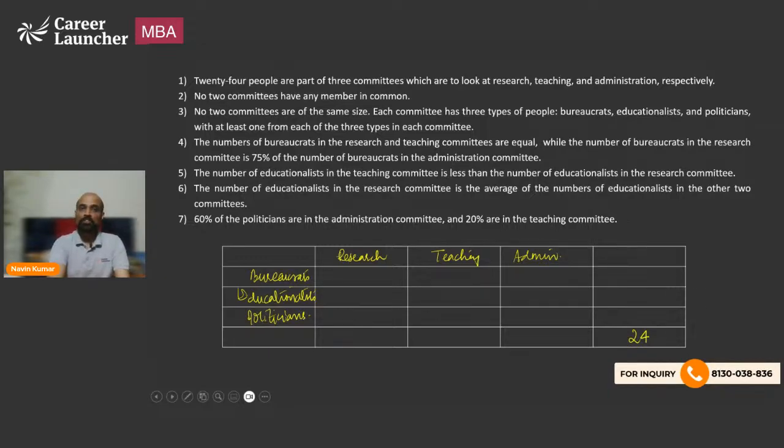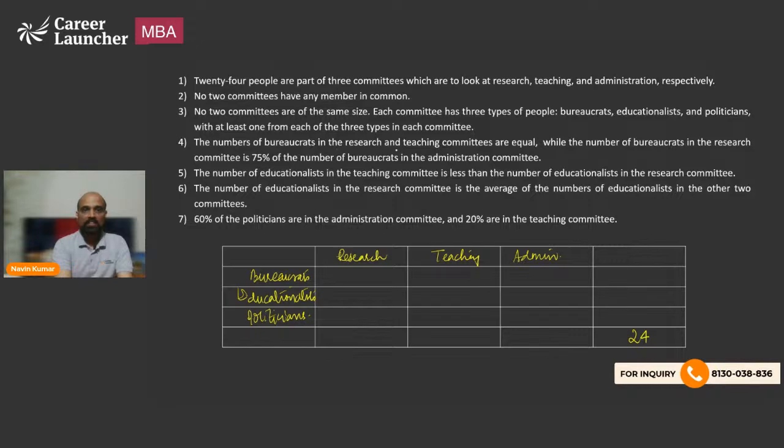No 2 committees are of the same size. So the values in each column should be different. Each committee has 3 types of people: bureaucrats, educationalists, politicians, with at least one from each of the 3 types in each committee. So no 0 is allowed. That's something we already knew. Let's start putting in the values.